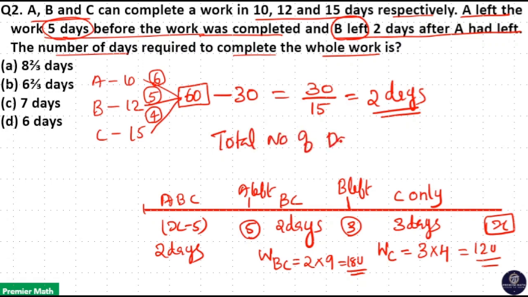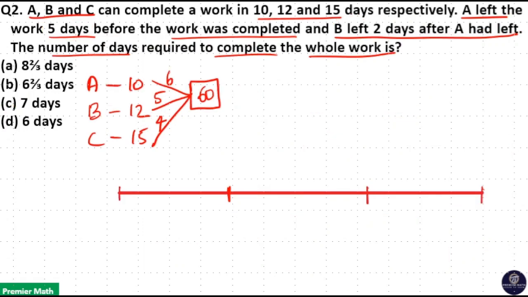Total number of days is equal to 2 plus 2 plus 3, which is equal to 7 days. So option C is your answer. ABC together worked for 2 days. BC together worked for 2 days. C alone worked for 3 days. Now total number of days is 2 plus 2 plus 3, which is equal to 7.